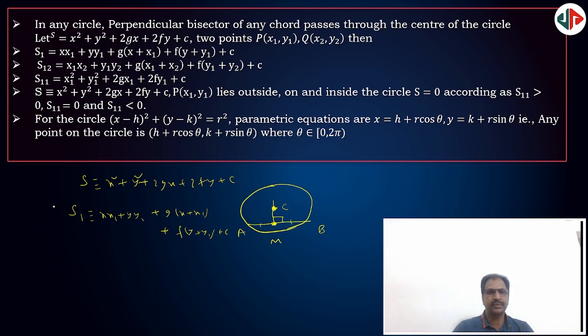S1 is equal to 0 represents a line. S is equal to 0 represents a circle. S1 is equal to 0 represents a line. This represents the equation of a line.